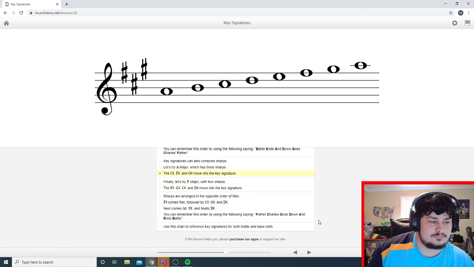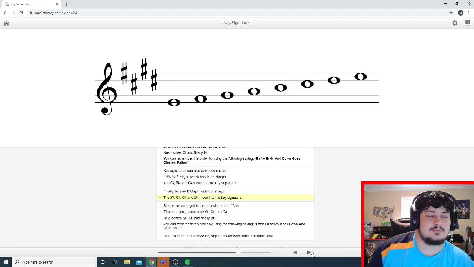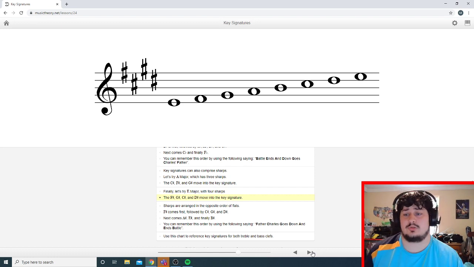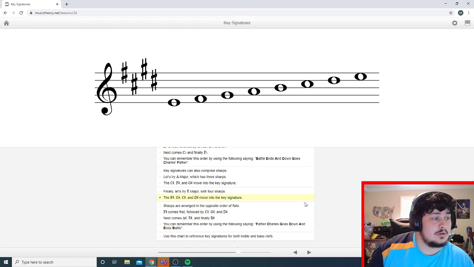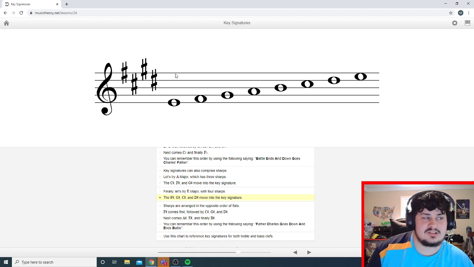Now, like I said before, sharps are organized into a different order. They go backwards. Super easy here. I'll just tell you now, this is E major because we start at D, we have a D sharp, so we move up to the next letter name, which is E. So it's E major, 4 sharps.